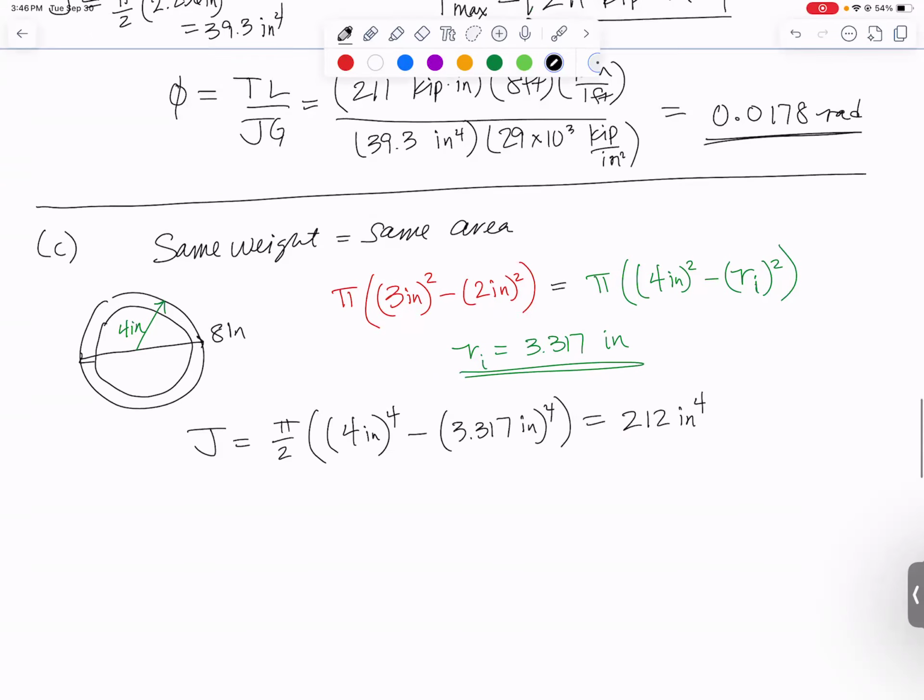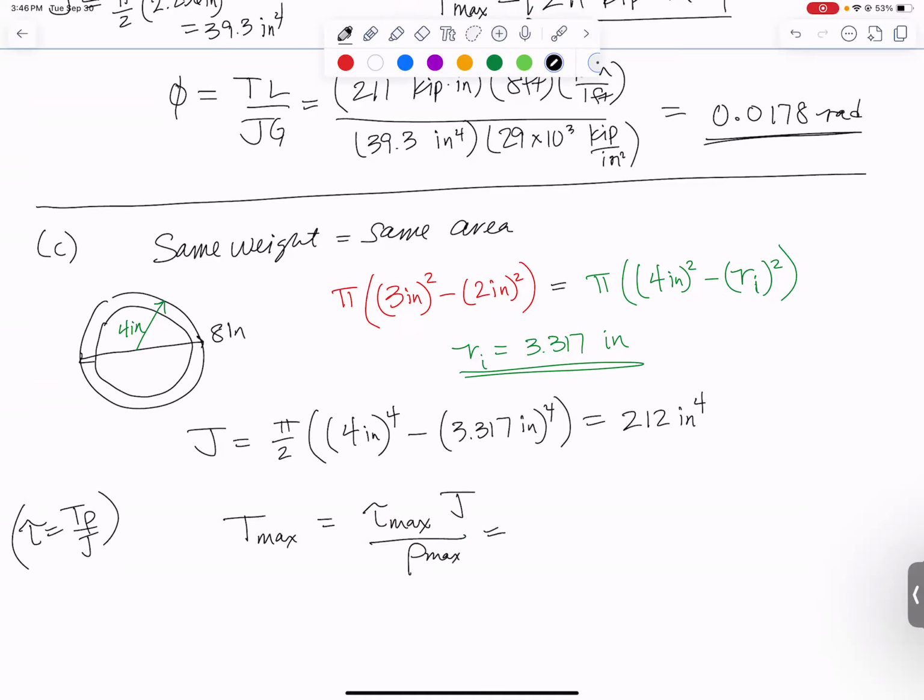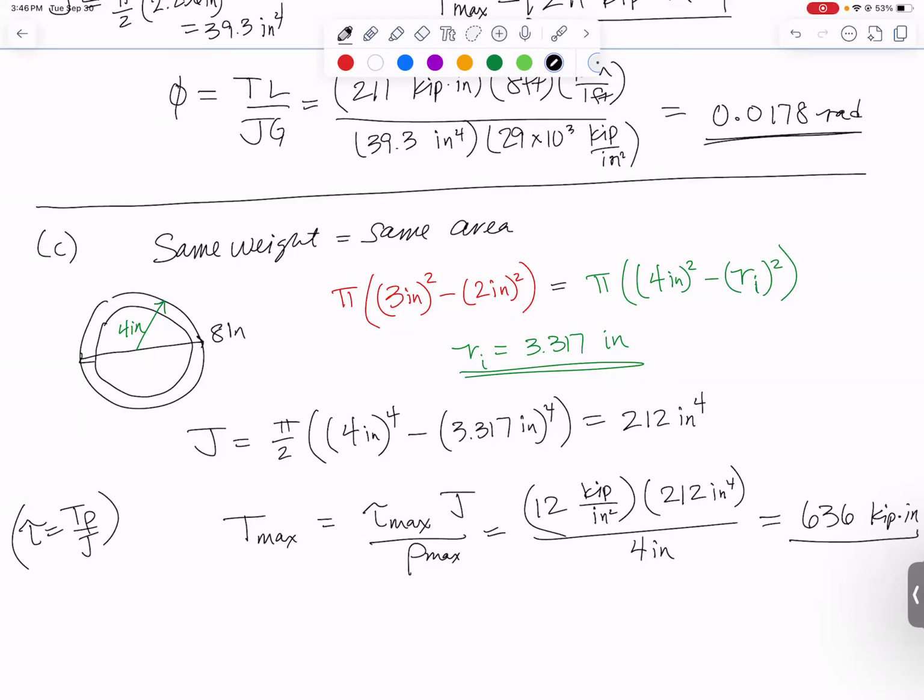Let's calculate our max torque now. T max, remember our equation was tau equals T rho over J. So T max is going to be our max shear stress times J over our max radius. Max shear stress is still 12 kips per square inch. Our J is now 212 inches to the fourth. Now our max radius is 4 inches. It's bigger than either of the other two cases. And solving, would you be surprised if I tell you we get the biggest torque of all? We do. We get 636 kip inches for our maximum torque.